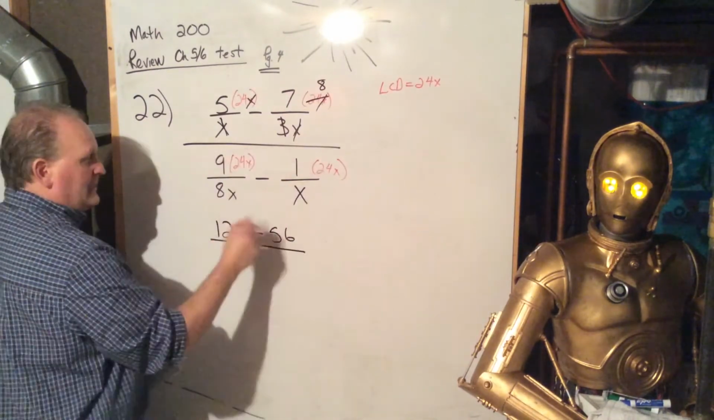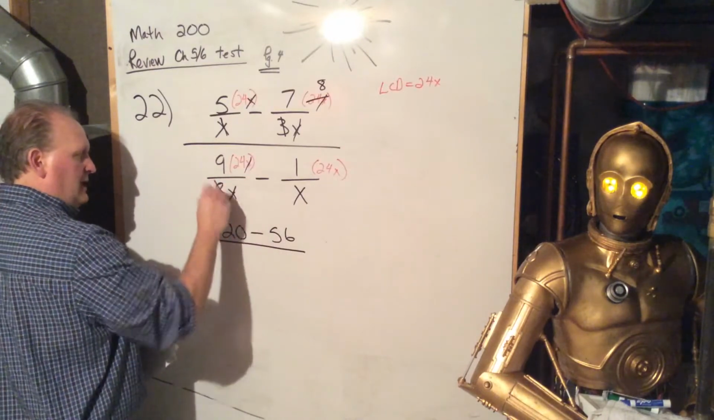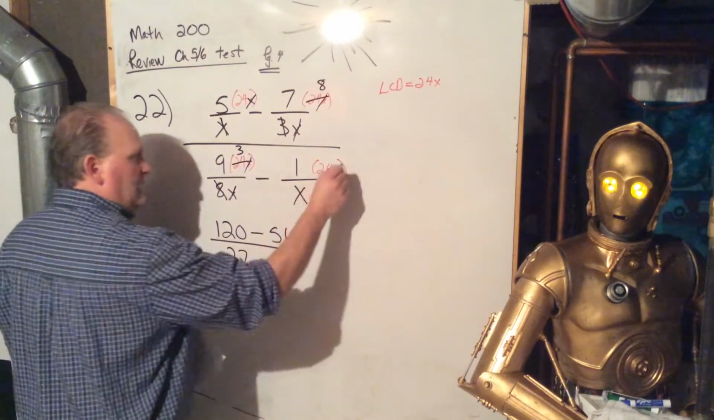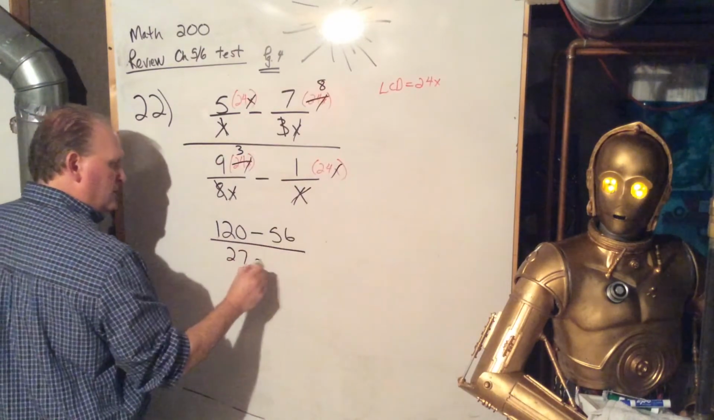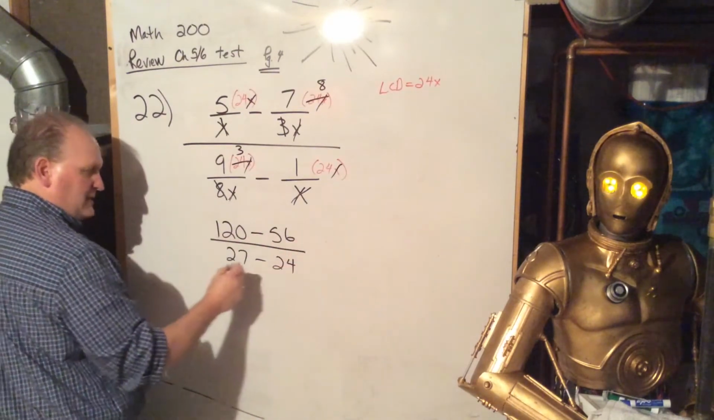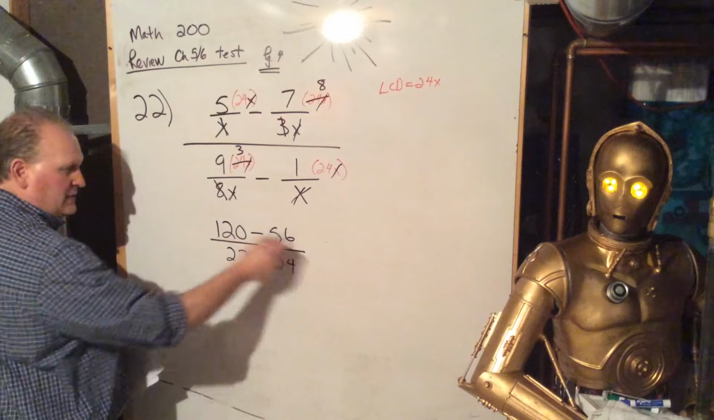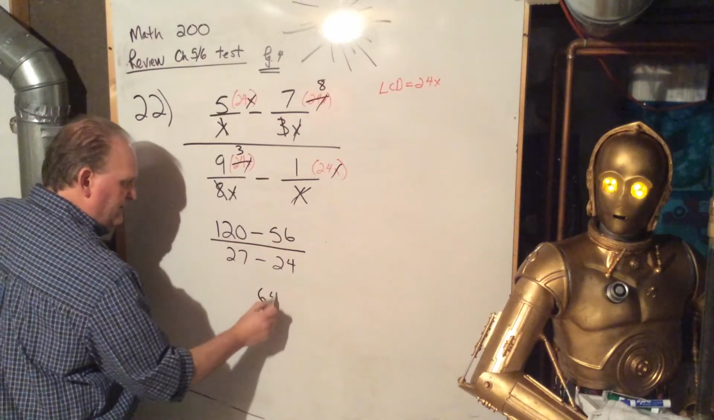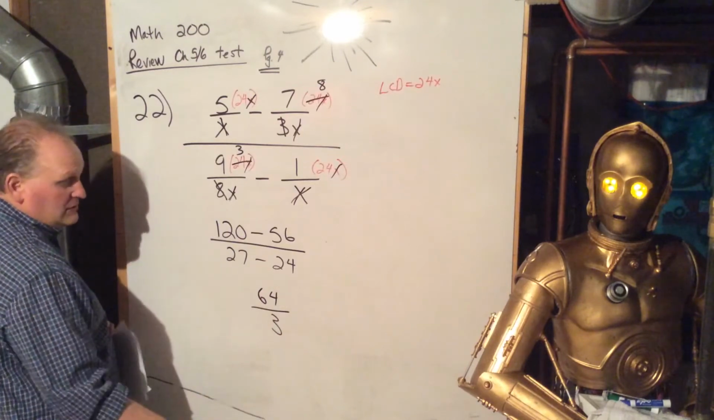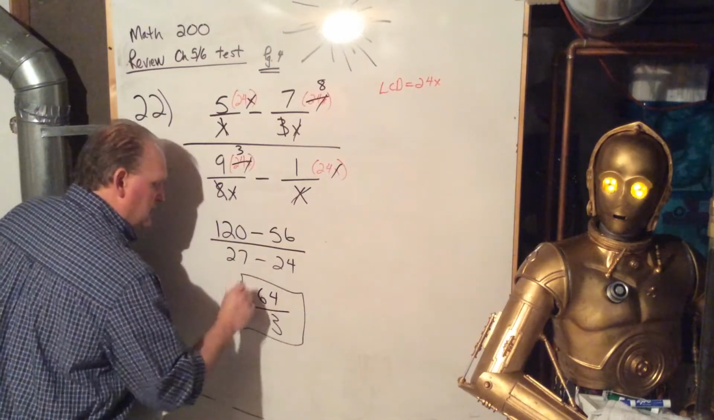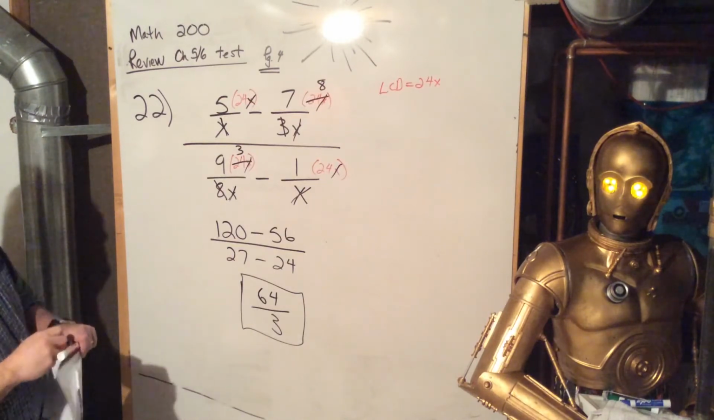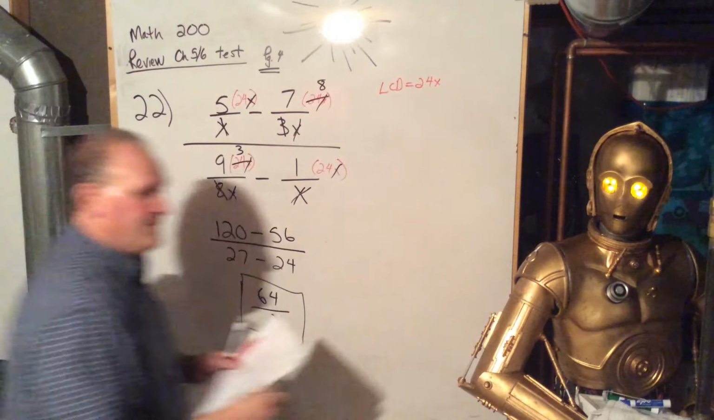And then on the bottom, the x's will cancel. 8 will go into 24 3 times. We'll have 27. The x's will cancel. 24 times 1 will be 24. Then we just subtract the top and subtract the bottom and see if we can reduce. So on the top we end up with 64. On the bottom we end up with 3. And we cannot reduce. So we're just going to leave it as the improper fraction 64/3. That is number 22 on page 4.